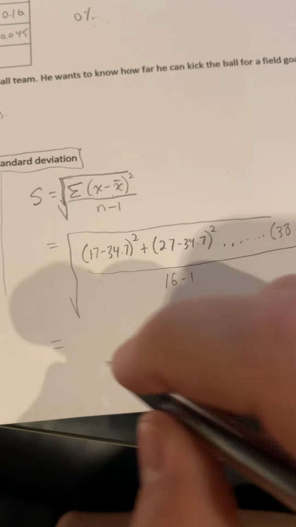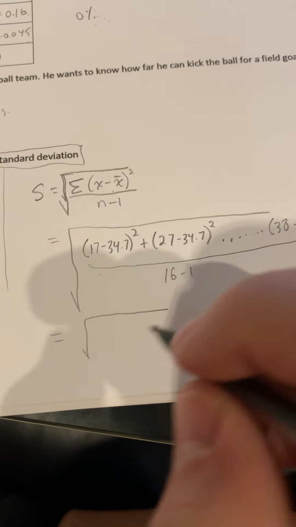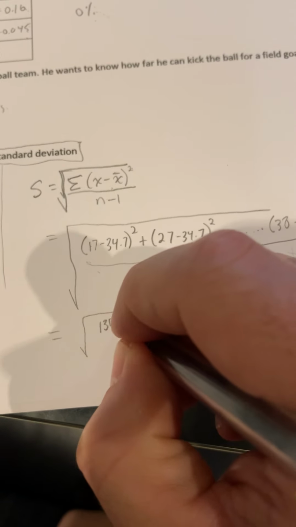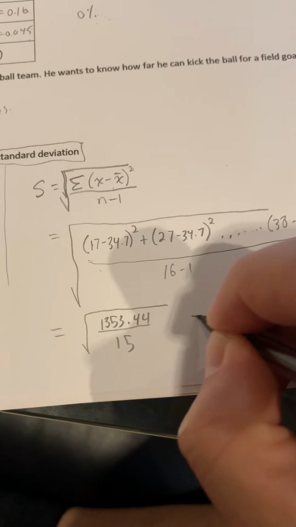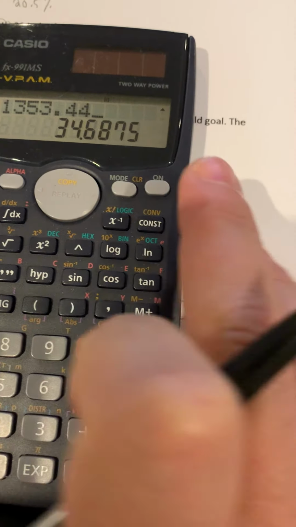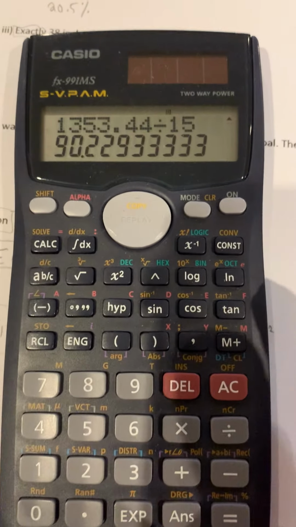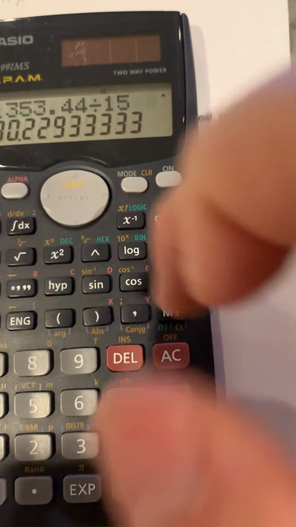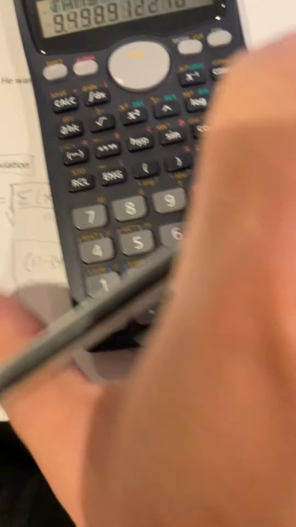So what I got in my notes, I did this one. I get 1353.44 divided by 15. 1353.44 divided by 15 gives us 90.2, and then we're going to square root that one. Square root it, and we get 9.5 rounded.